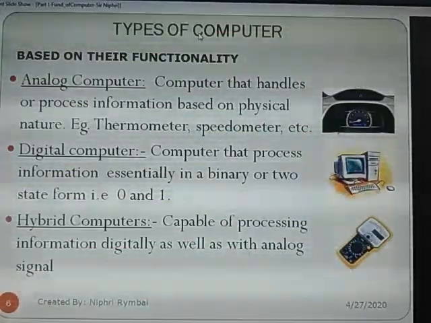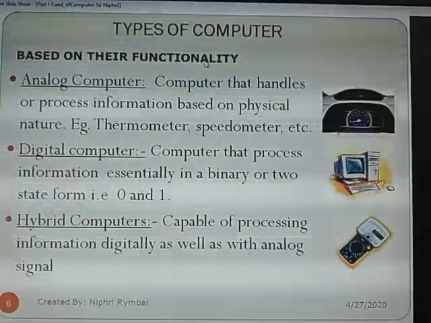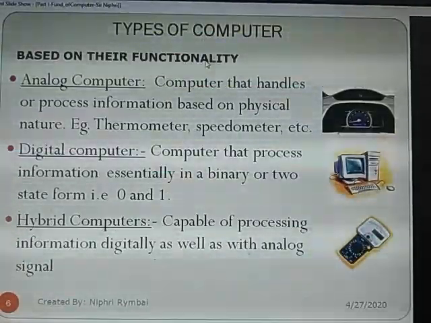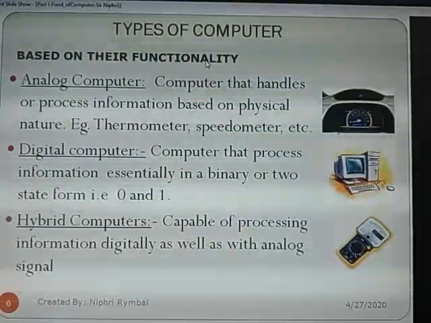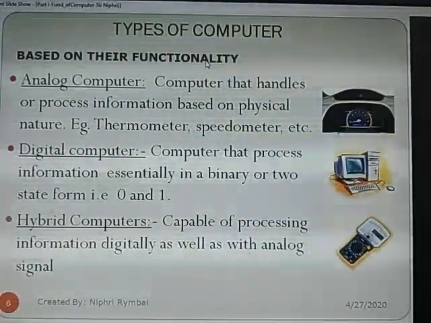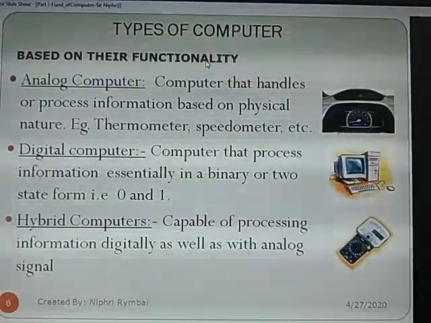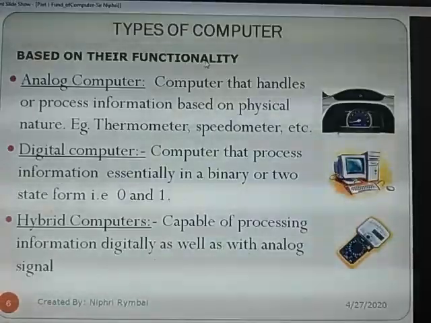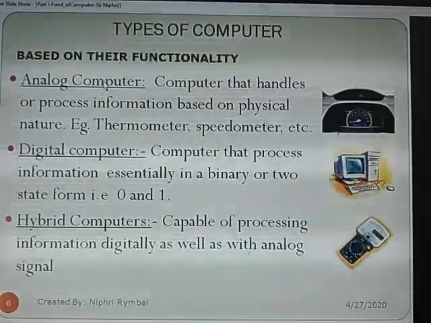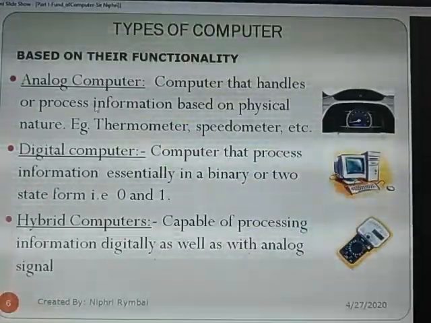The first one is based on their functionality, that means based on how they perform work. Another is based on their size and processing power, of which we will discuss later on. Then based on functionality, computers are divided into these three.